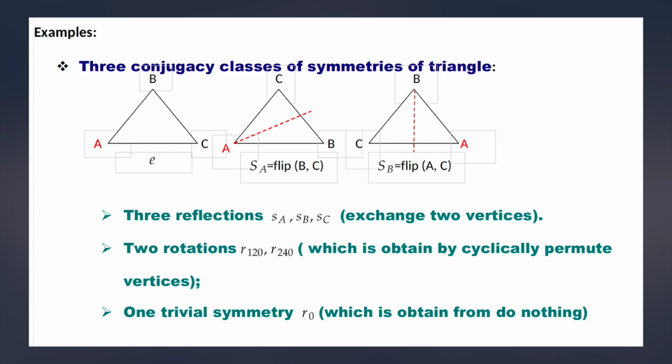Some examples of conjugacy classes are here. The example: 3 conjugacy classes of symmetries of a triangle. See these pictures. 3 reflections SA, SB, SC. SA is reflection along the axis A, SB is reflection along the axis B, and SC is reflection along the axis C. Next, see this one. 2 rotations with respect to the angles 120 and 240, which are obtained by cyclically permuting vertices. 1 trivial symmetry, which is obtained from doing nothing.